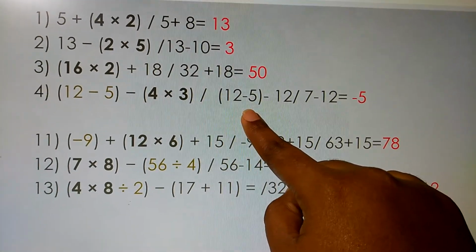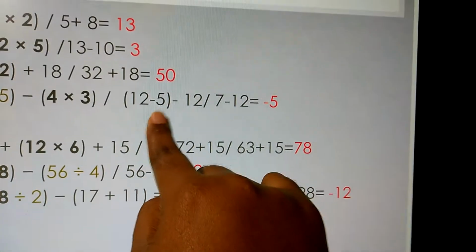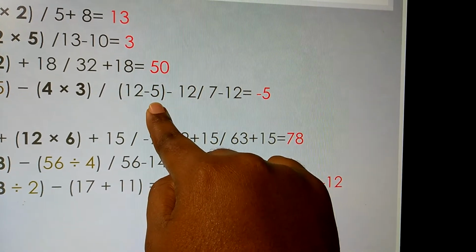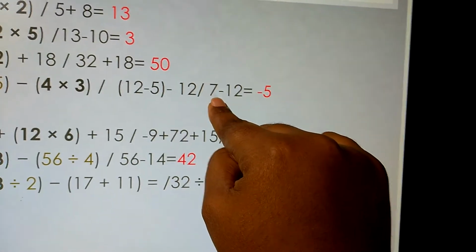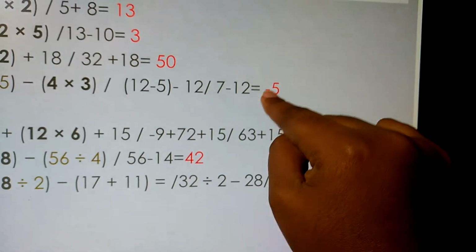And I brought over the 12 minus 5 just so you guys can see how I got that. So 12 minus 5 minus 12. And then 12 minus 5 is 7. And 7 minus 12 is this 12 right here. 7 minus 12 is negative 5.